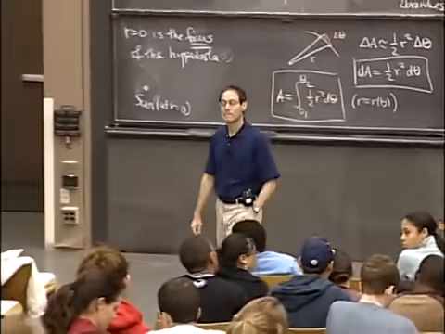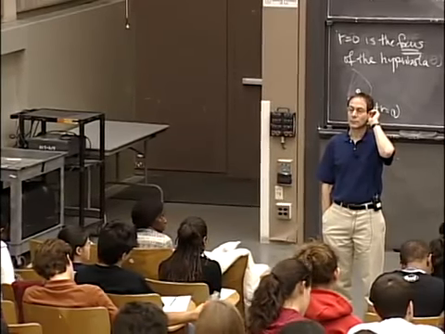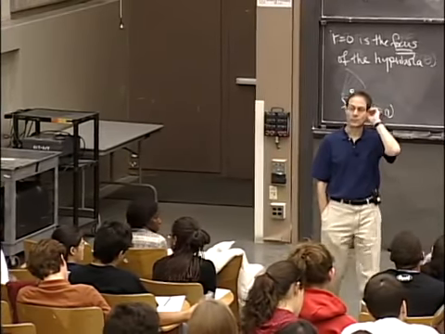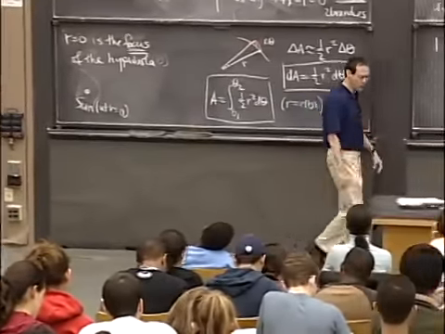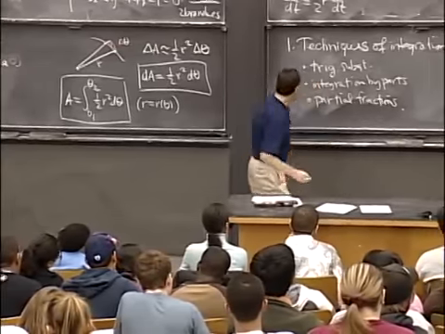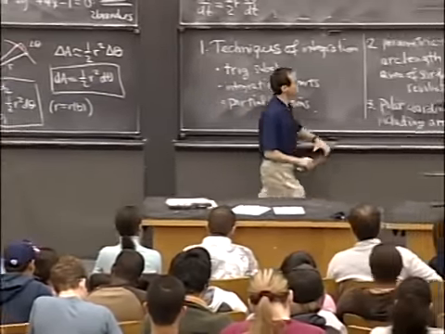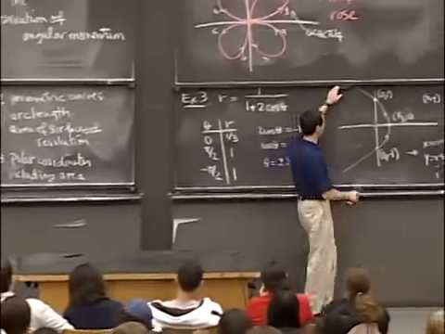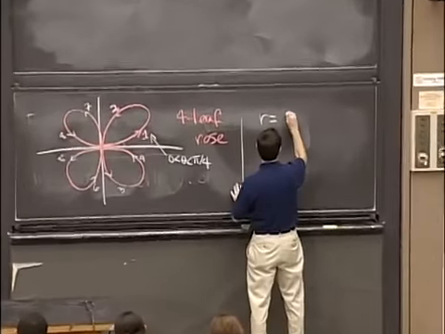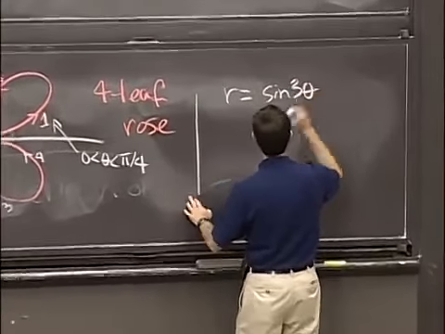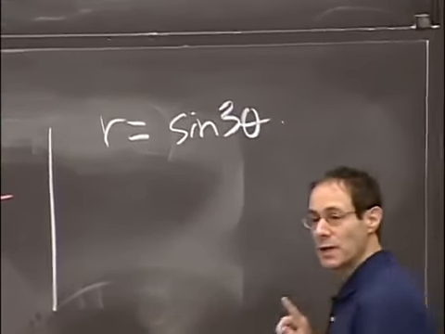Other questions? Yeah? Do you expect us to know, for example, R equals 3 cosine 3 theta on the top of our head, or do we have to sketch it? The question is, will I expect you to know R equals, so let's see if I can formulate this question. It's related to this 4-leaf rose here. So the question is, suppose I gave you something that looked like this. Would I expect you to be able to know what it is?